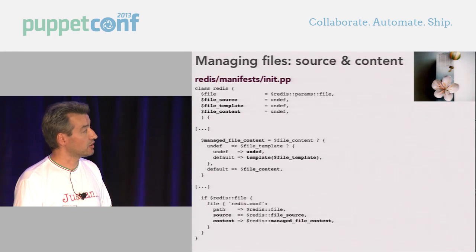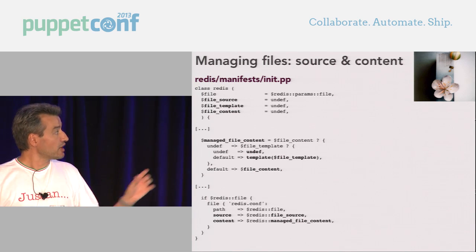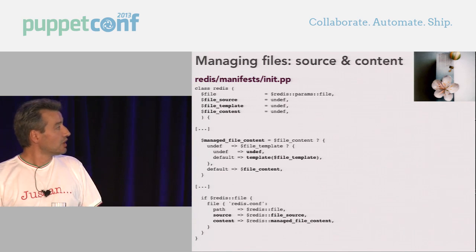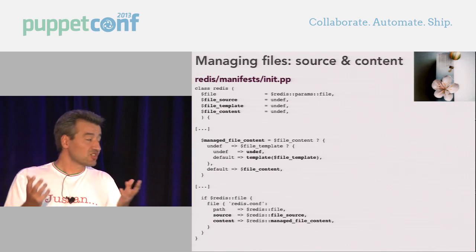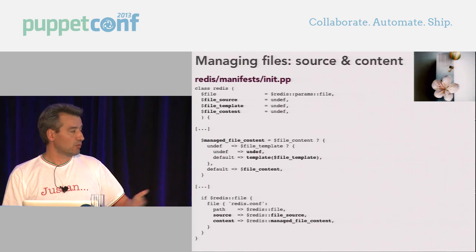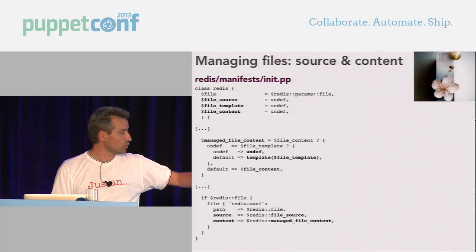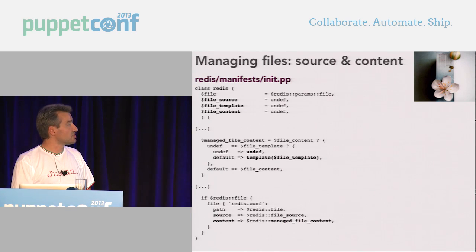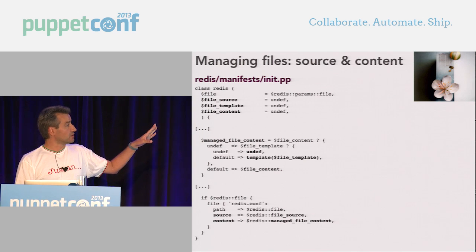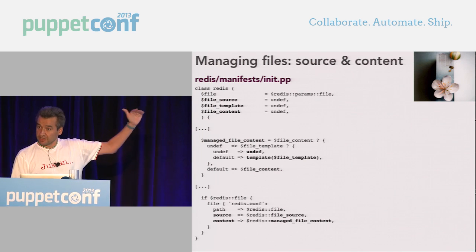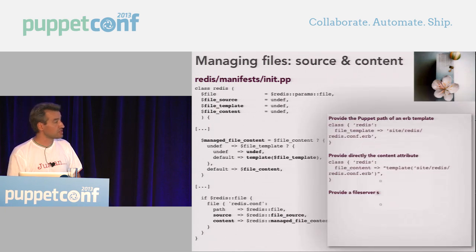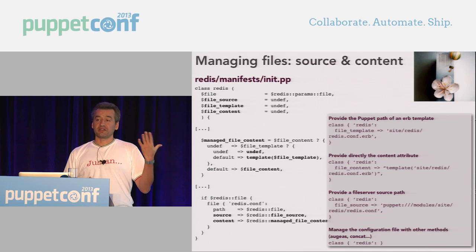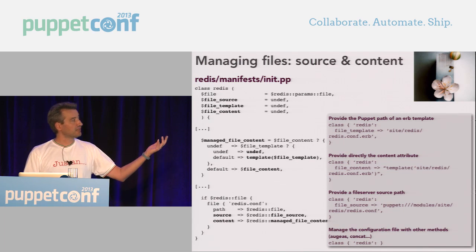This is an example where you can set, for the main configuration file of Redis, the source to use, or the template, or more broadly the content of the file, so what is going to be used in the content attribute of the specific file. This piece of code is just an example of how, by default, you don't set any of these possibilities, but you can manage any of them in some way. And the usage for the user is something like this. If you want to provide the configuration file as a template, you can pass the file template parameter.